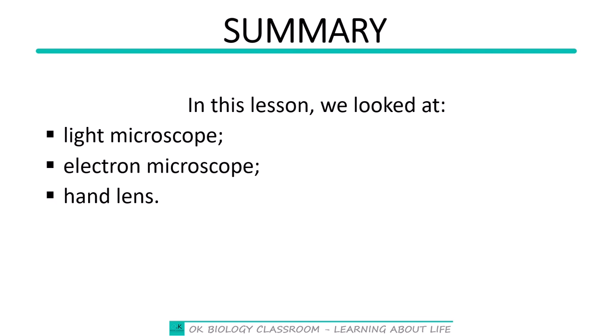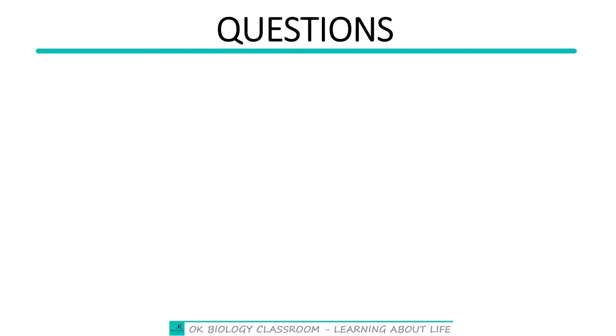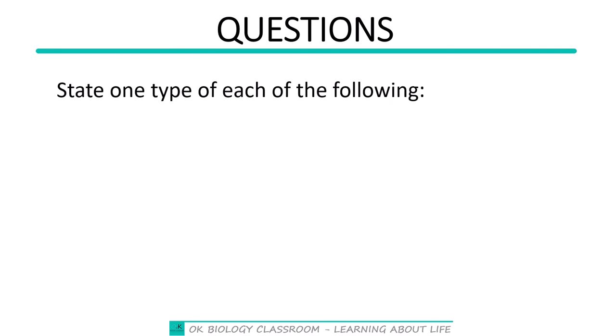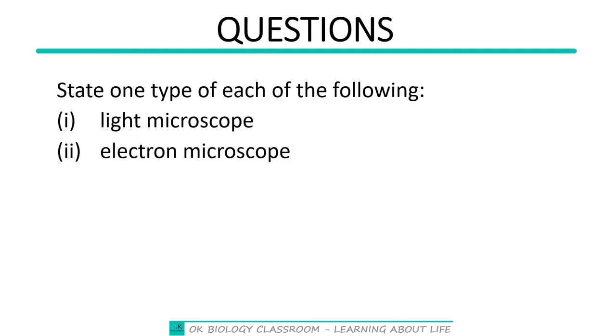Then hand lens, which is also very important for the specimens that although we see with our unaided eyes, we still need to observe some details about them. So as a biology student, you should learn how to use especially the light microscope and the hand lens, because those are the ones that you'll be involved in. And yes, at your very early stages in the study of biology. Okay, so let's end our lesson by looking at these questions. State one type of each of the following: light microscope, electron microscope.